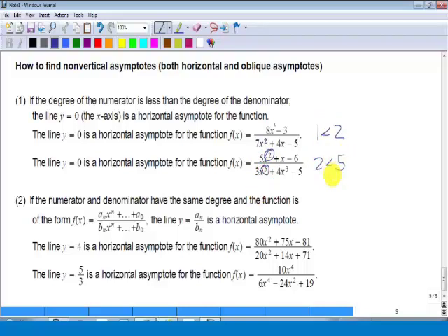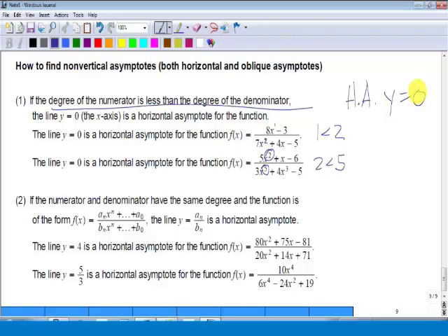Case 1, we're finding non-vertical asymptotes. If the degree of the numerator is less than the degree of the denominator, the graph approaches the x-axis. That's the only observation we have to make. The graph approaches the x-axis. The horizontal asymptote is the x-axis, y equals 0.